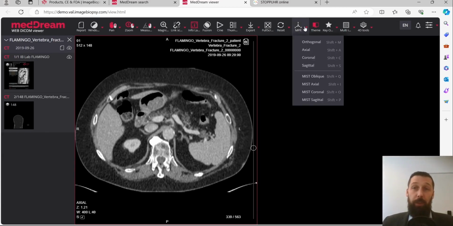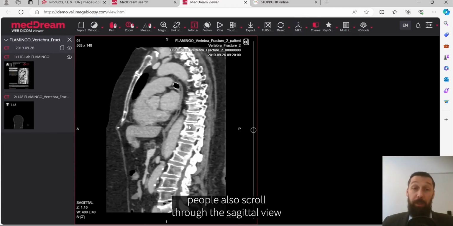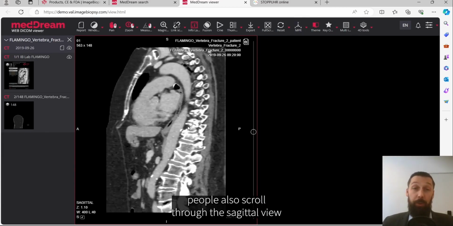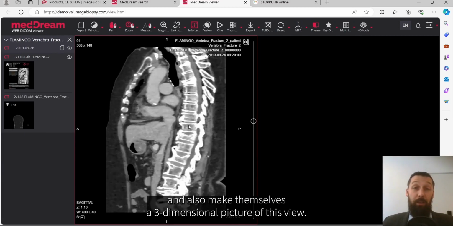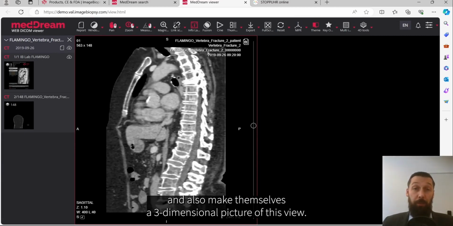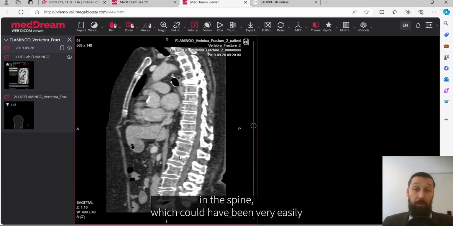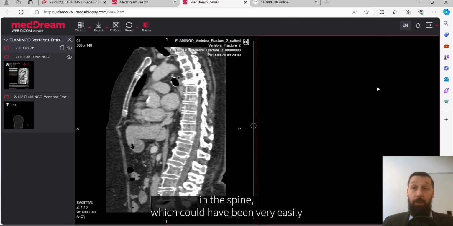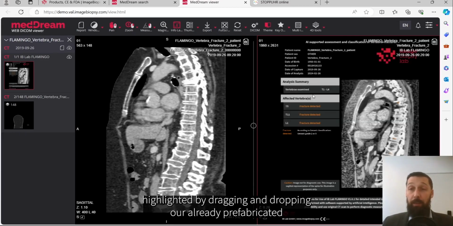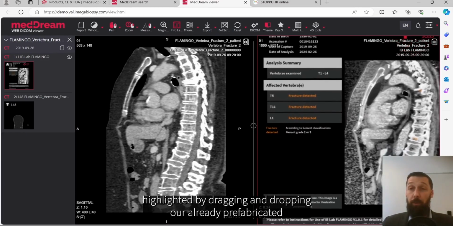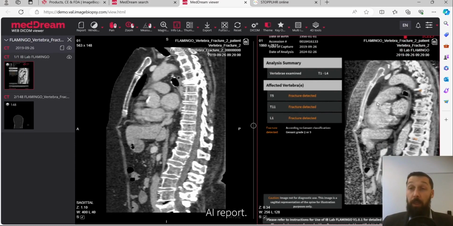But what often is not happening is that people also scroll through the sagittal view and also make themselves a three-dimensional picture of this view. What you see here are 3 fractures in the spine, which could have been very easily highlighted by dragging and dropping our already prefabricated AI report.